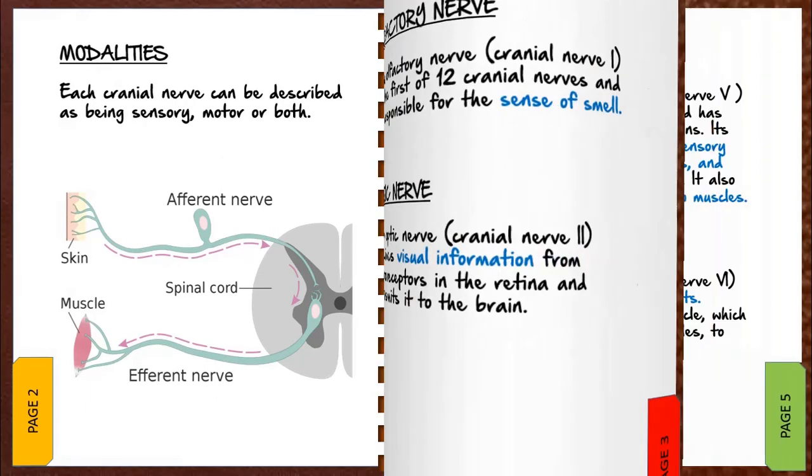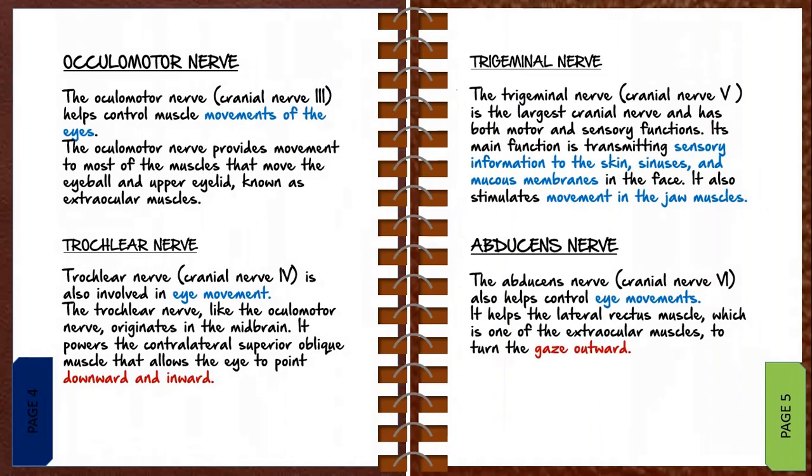Now let's move on to the oculomotor nerve. The oculomotor nerve is called cranial nerve 3. It helps control muscle movements of the eyes. The oculomotor nerve provides movement to most of the muscles that move the eyeball and upper eyelid, known as extraocular muscles. So oculomotor is connected to the motor modalities.